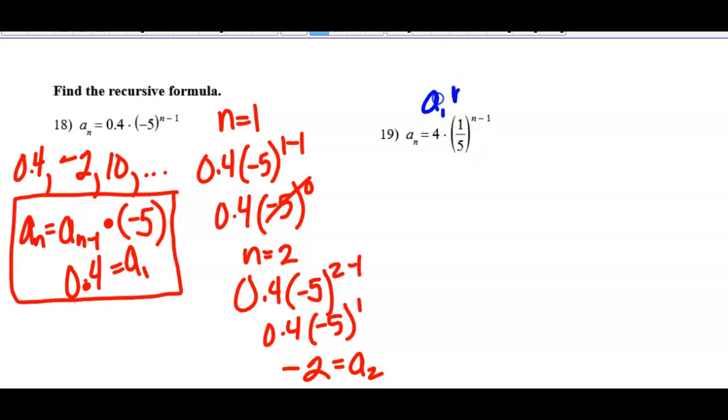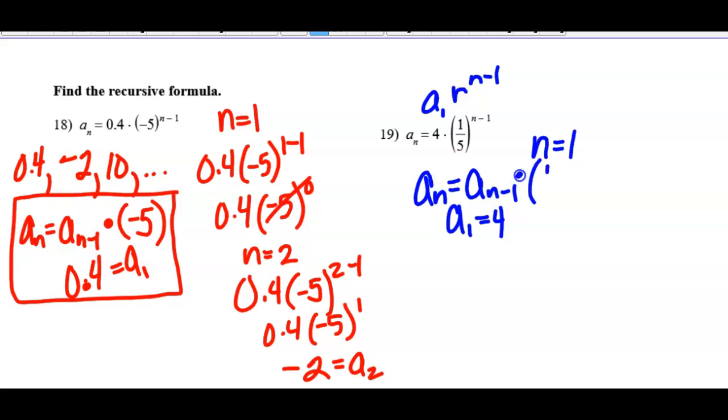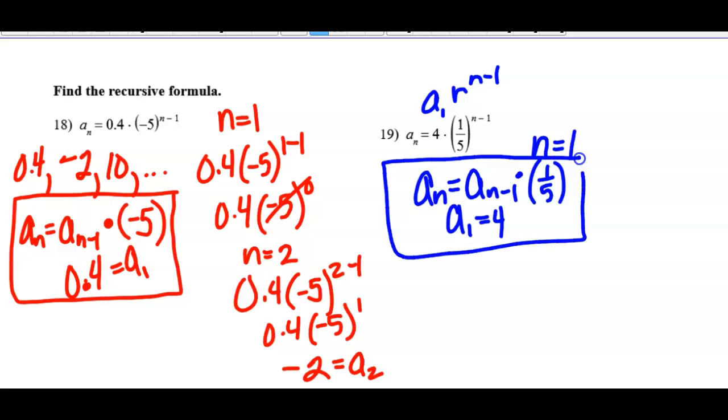this is a sub 1 and this is r, basically, because it's written so nicely. But if you weren't sure, you would put in n equals 1. That would make this to the 0 power, which would make this 1, so you'd get 4. And you'd say every time after that, they are multiplying the previous term by, and it turns out to be 1/5. I'm going to erase that because that looks kind of funky sitting there.